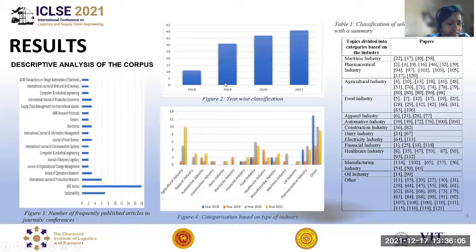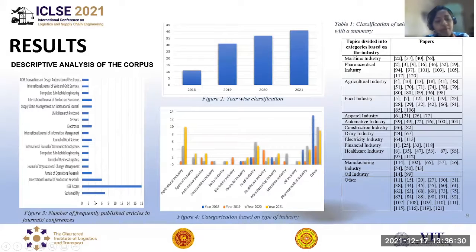And also, this chart shows the most popular journals for blockchain technology applications. So when we consider IEEE Access, International Journal of Production Research, International Journal of Information Management, Electronics, and Sustainability, most of the publications of blockchain-based research have been published in these journals.